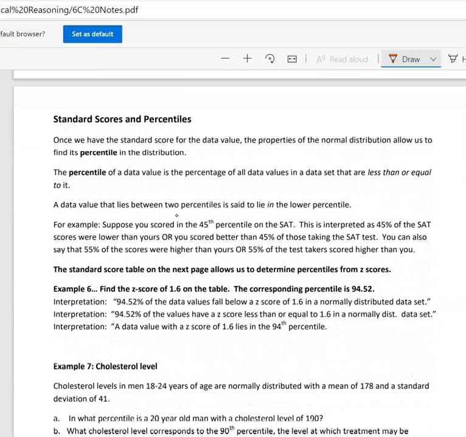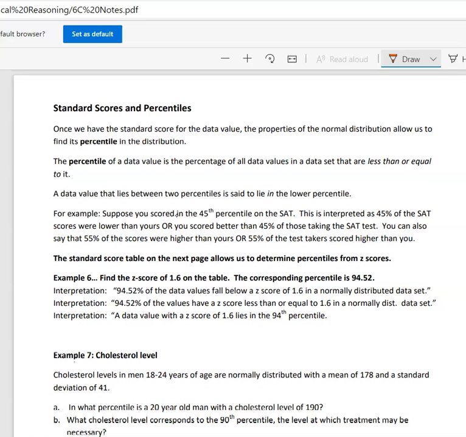Once we have the standard score for the data value, the properties of the normal distribution allow us to find its percentile in the distribution. The percentile of a data value is the percentage of all data values in a data set that are less than or equal to it. A data value that lies between 2 percentiles is called the lower percentile.